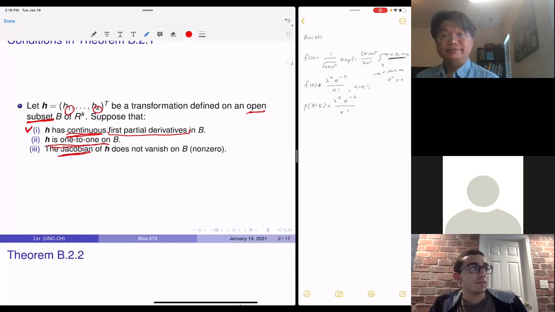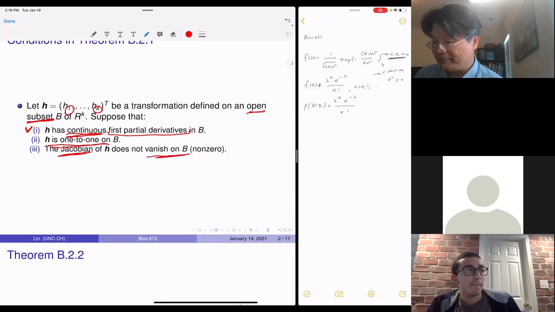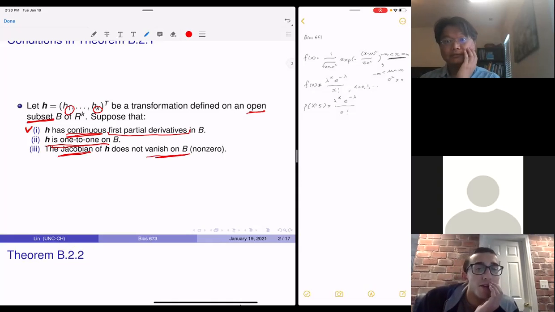Jacobian, you guys know that, right? The derivative matrix of the function is called the Jacobian. It does not vanish on B, which means the Jacobian is not 0. Okay, good. I'm sorry, I have a quick question. Yeah, go ahead.